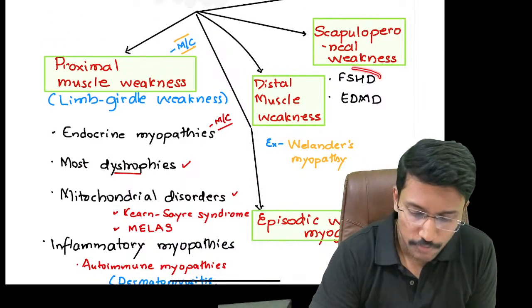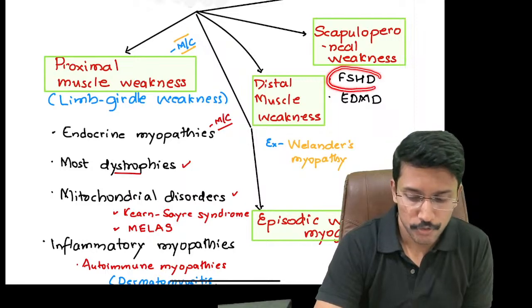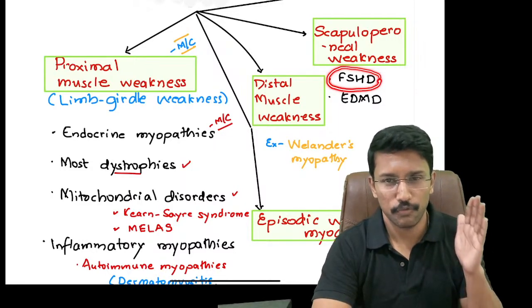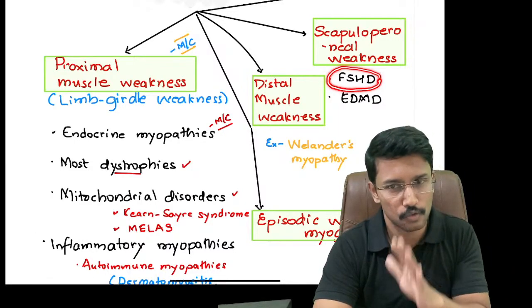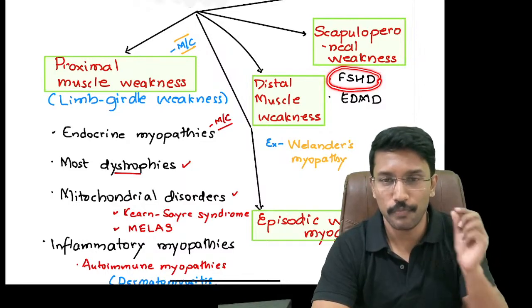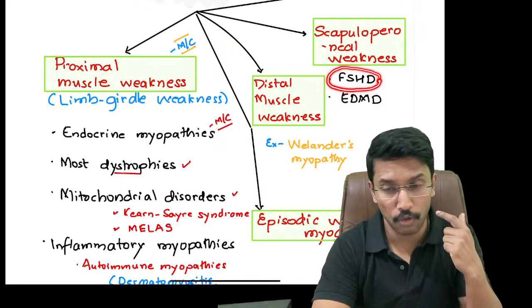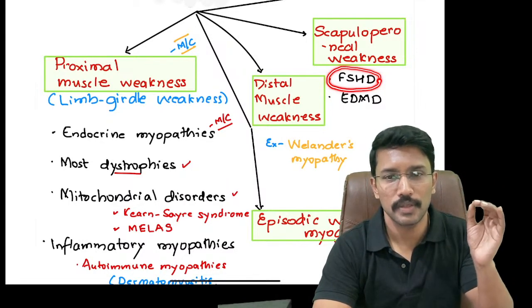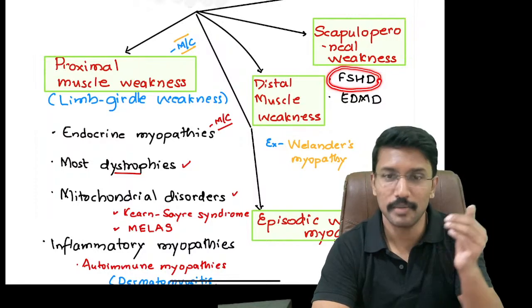Okay. There are two examples where you get this scapuloperoneal weakness kind of presentation. One of them is called facioscapulohumeral dystrophy. Facio, face. So far what we know, when we think of the proximal weakness and involvement of face, we should think of the neuromuscular junction disorders like myasthenia gravis.